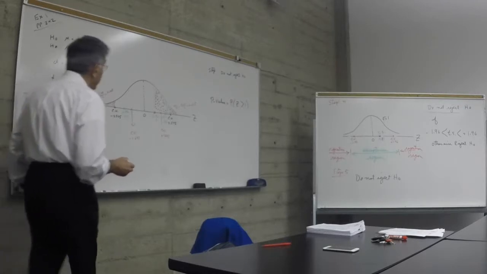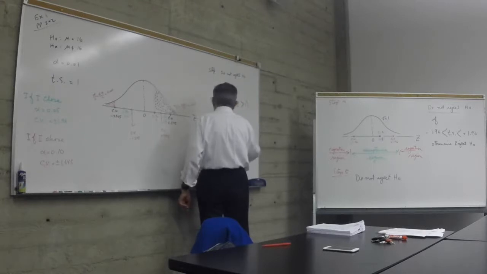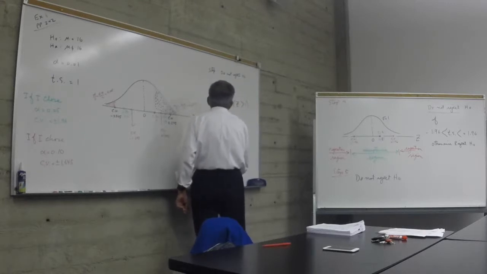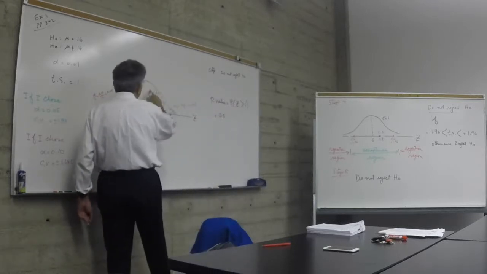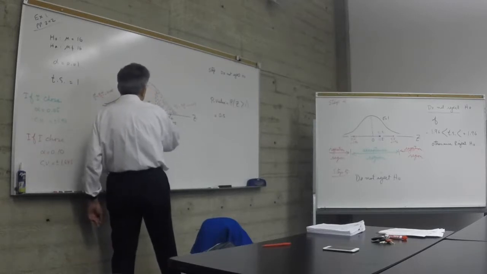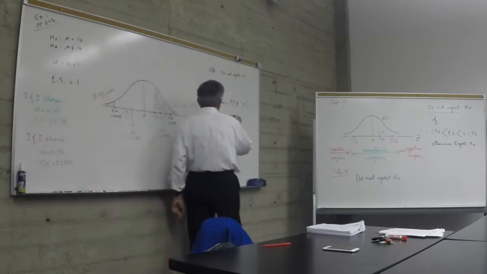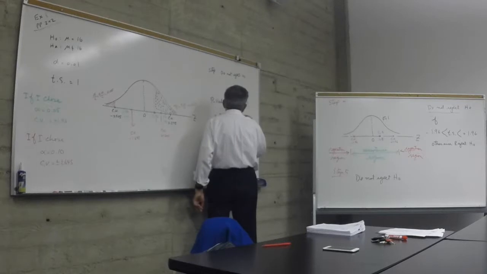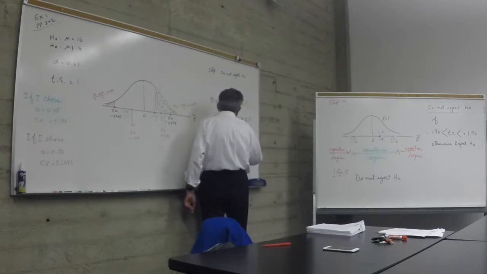Okay, if I calculate this one, so probability that z is greater than 0 is 0.5. I don't have this dotted area, but I have this area, which is 0 to 1. So if I subtract this area from 0.5, I get this dotted area. It's going to be 0.5 minus probability that z is between 0 and 1, which is 0.5 minus 0.3413.